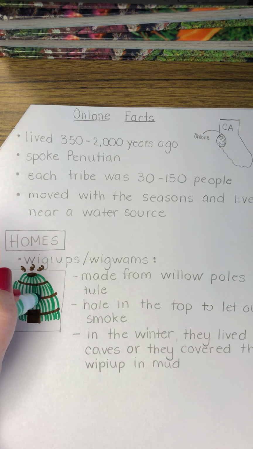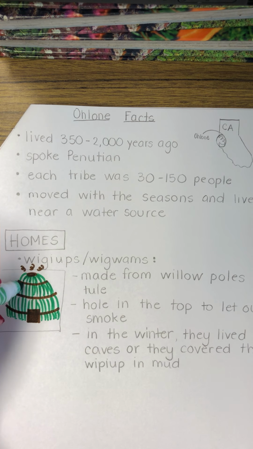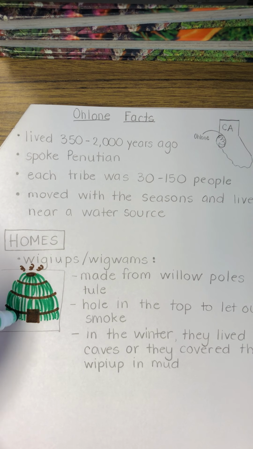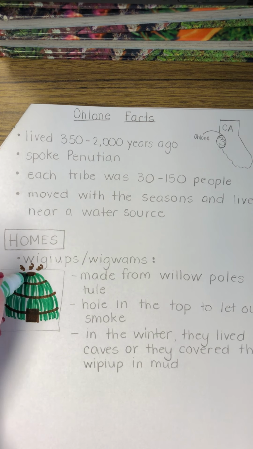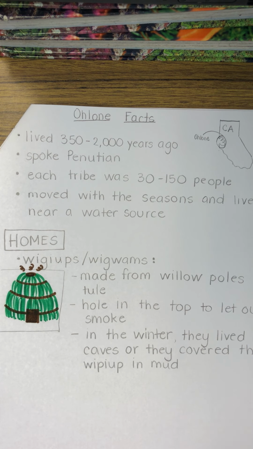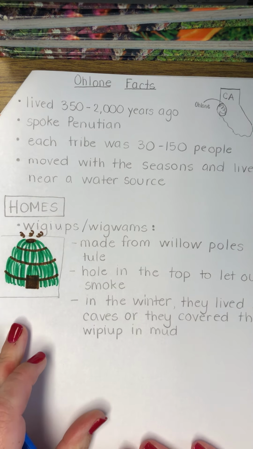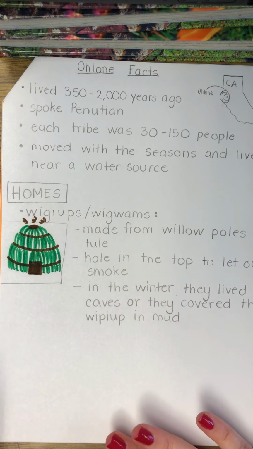Remember, they're not going to be building with redwood trees because they don't live in the redwood forest. They have to build their home out of things that are nearby. So they have tule grass and willow trees, and that's what they decided to use. Okay, so most wiggyups could fit one family, but they also did have a larger wiggyup.